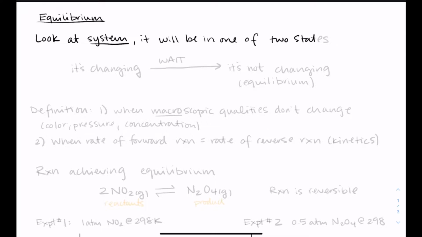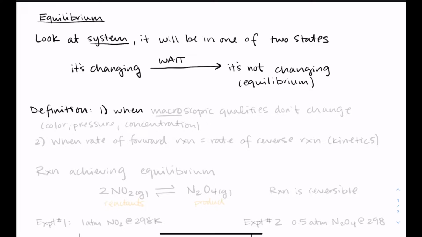So we're going to look at this system and it will be in one of two states. It's either going to be changing or not changing. And if something is changing and we wait an appropriate amount of time, it will get to a state where it's not changing. And when it is not changing, this is what we consider to be equilibrium. Now, we need some equilibrium definitions.